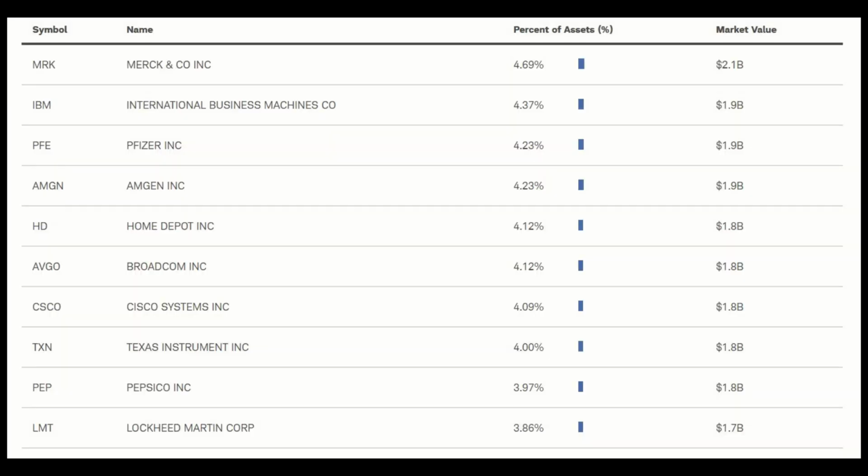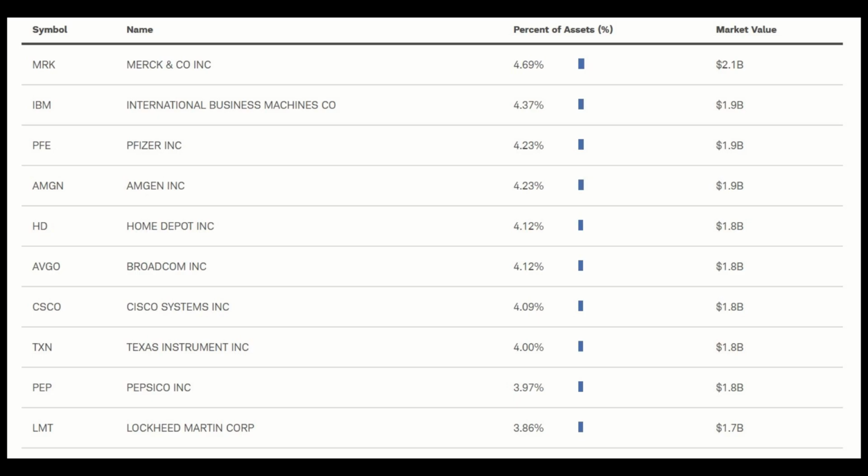We can also look at the chart here of top 10 holdings, and we can see the largest holding is Merck at about 4.5%. And going down the list, all these companies I would say are super high quality. Some of the ones I like specifically are Home Depot, Broadcom, Texas Instruments, Pepsi, and Lockheed Martin. I think those are just especially outstanding, I would say.